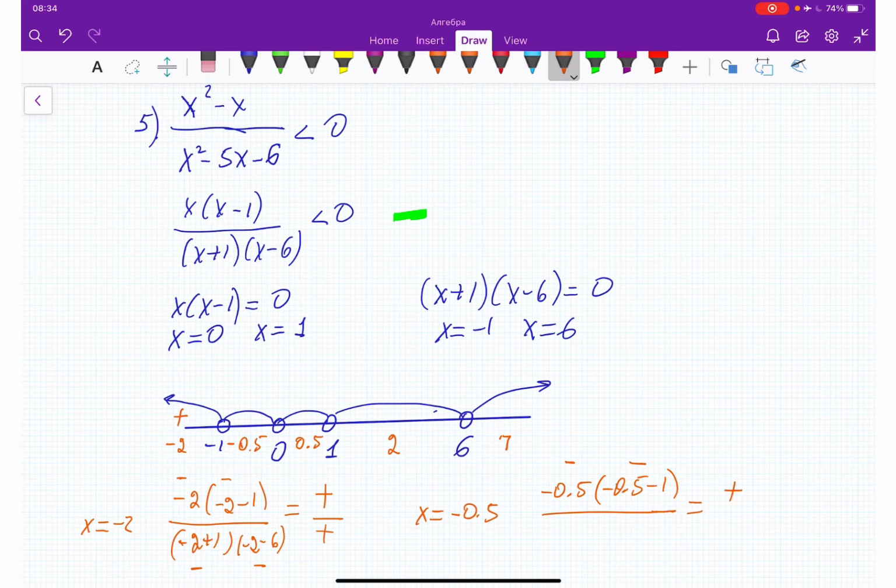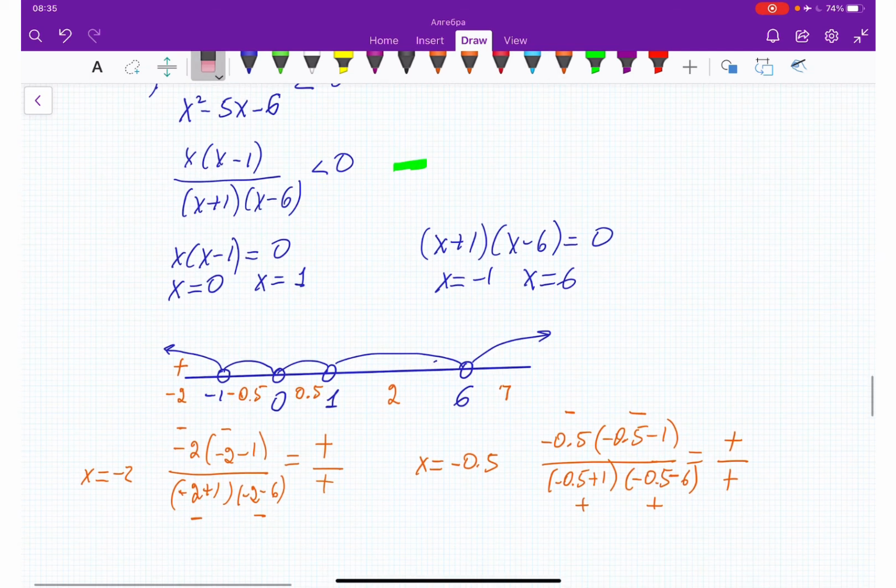And here I have -0.5 plus 1. It's going to be positive. -0.5 plus 6, it's going to be positive. So result is going to be positive between, oh, -6, I'm sorry. -6, which will change the game. It's going to be negative. So the result here is negative.